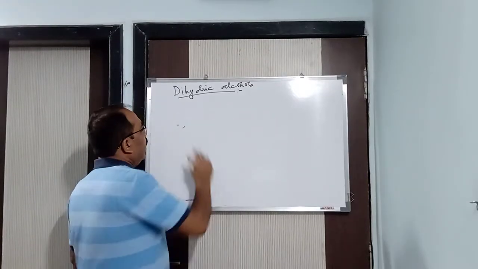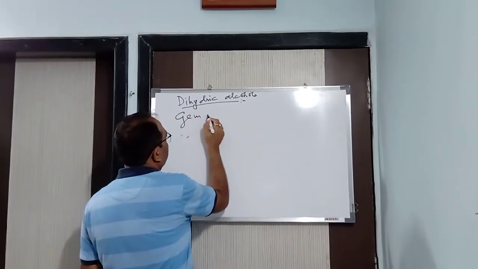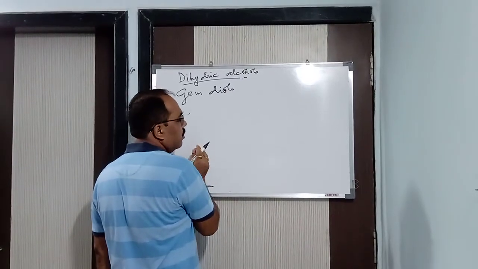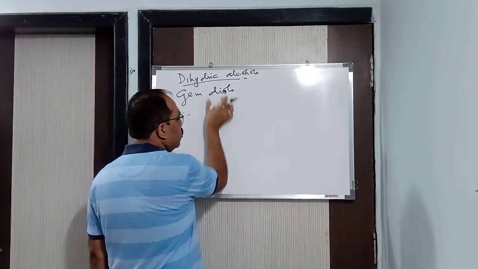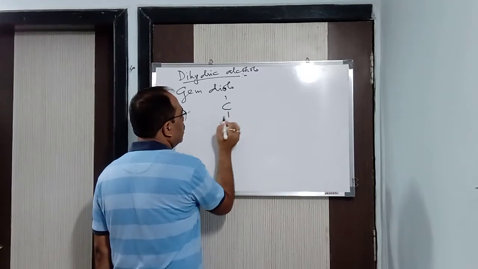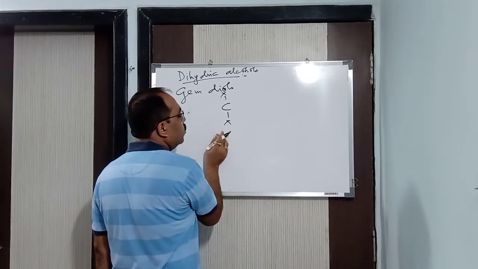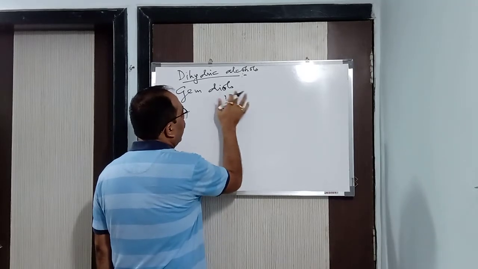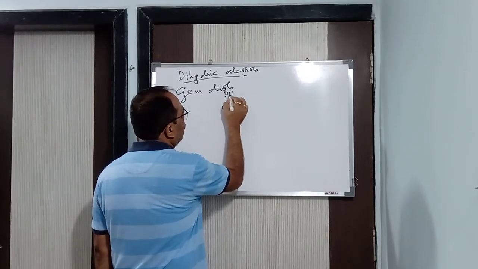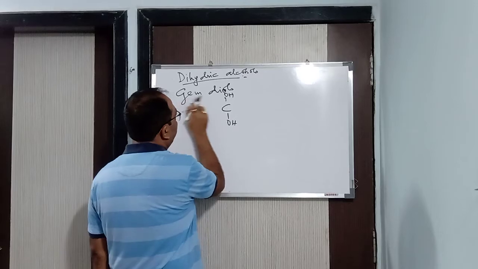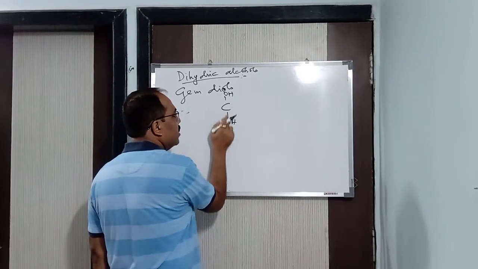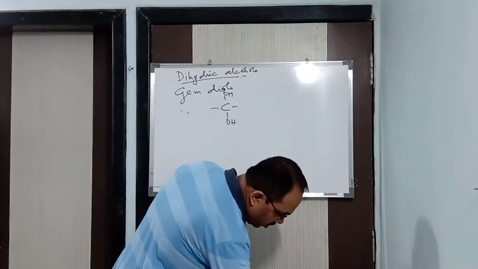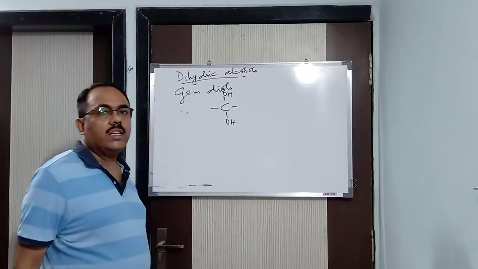So under dihydric alcohols we are having gem diols. Gem means in one carbon atom two similar groups are attached. This is called gem. Suppose if two halogens are attached, it is known as what? Gem dihalides. But here two halogens will not be attached. What will be attached? Two OH groups, because what I have written is gem diol. Diol means two OH groups will be attached. So here we'll see the preparation of these gem diols.